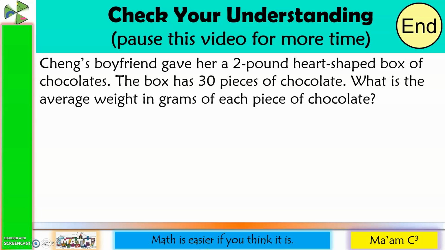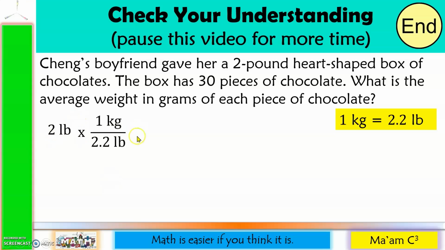Let us answer. Cheng's boyfriend gave her a 2-pound heart-shaped box of chocolates. The box has 30 pieces of chocolate. What is the average weight in grams of each piece of chocolate? So we are given here 2 pounds. Let us convert this. Our conversion factor is 1 kilogram equals 2.2 pounds. So let us multiply this with 1 kilogram over 2.2 pounds. We can now cancel the pounds. So we have 2 times 1 is 2 divided by 2.2 is 0.91 kilograms.